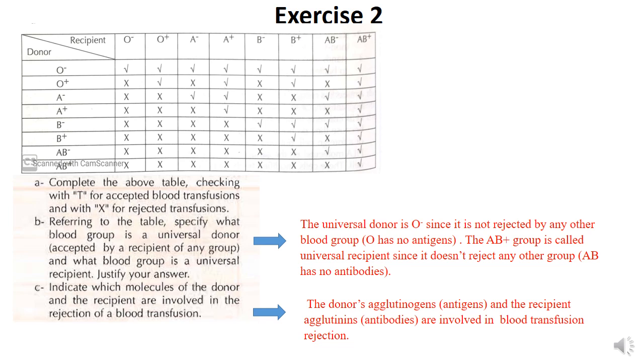So you know that this is the main condition for blood transfusion. It's the donor's antigens or agglutinogens and the recipient's agglutinins or antibodies that are involved in transfusion rejection. Of course, the donor's antigen and these agglutinins of the recipient must be different, otherwise they will agglutinate together.